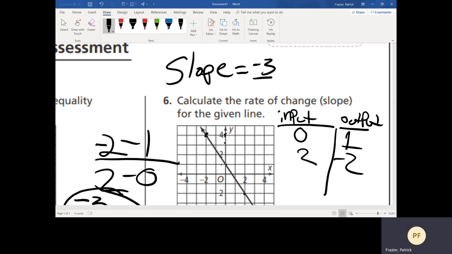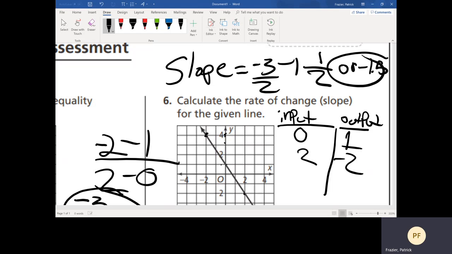So the answer is slope equals -3 over 2. Or you can think of it as -1.5. So presto, that is the answer. It's -1.5.